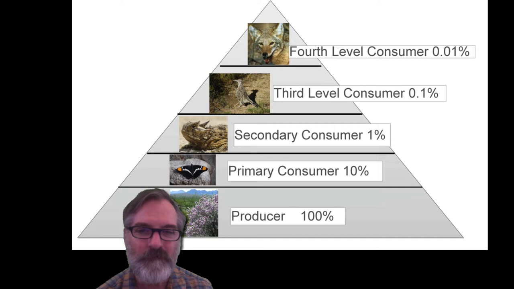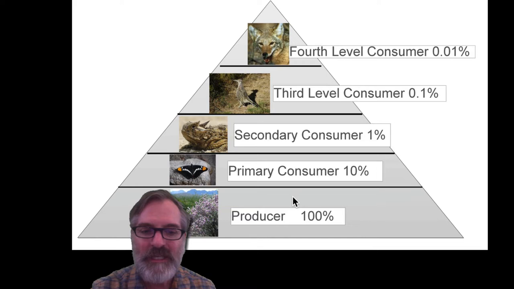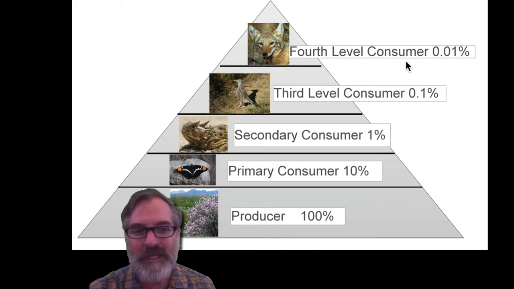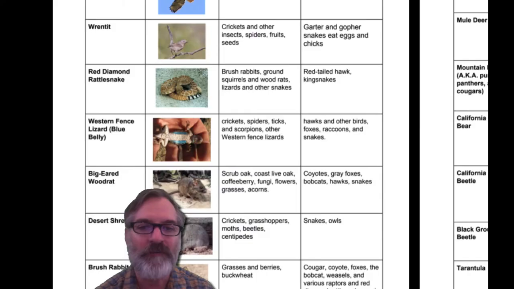So you can see here, we have 100% energy with these plants, and 10% of that 100% is obviously 10%. 10% of 10% is going to be 1%. 10% of 1% is going to be 0.1%. And this last level here, 10% of 0.1% is 0.01%. Again, this will make much more sense at the end of the lesson.